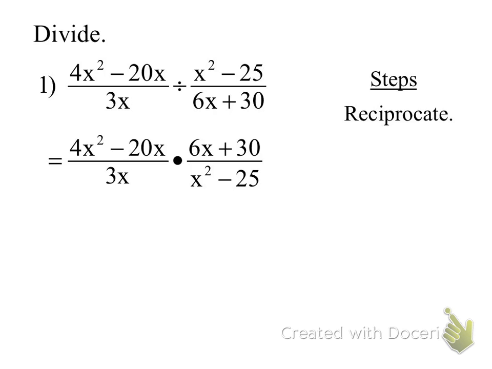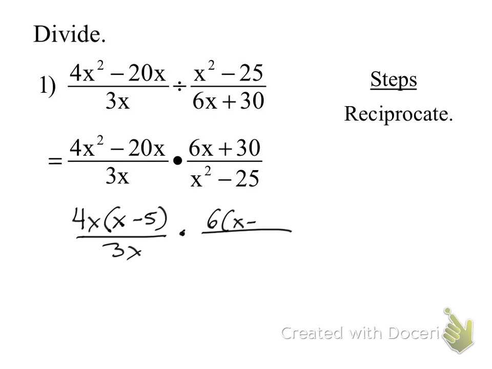The numerator, what do I get? 4x times x minus 5. Good. Over 3x times, what am I factoring out here? The 6. Good. 6 times x plus 5. And then in the denominator, it's a perfect square, so difference of squares. x plus 5 times x minus 5. Good. Okay.